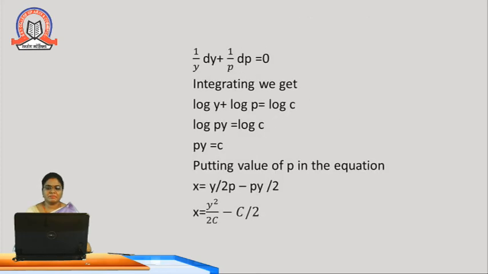Using separable method, combining y term one side and p term another side and integrating, we are getting log y plus log p equal to log c. Again using logarithm property, we are getting py equal to c. Putting value of p in the equation, we are getting the general solution as x equal to y square by 2c minus c by 2.